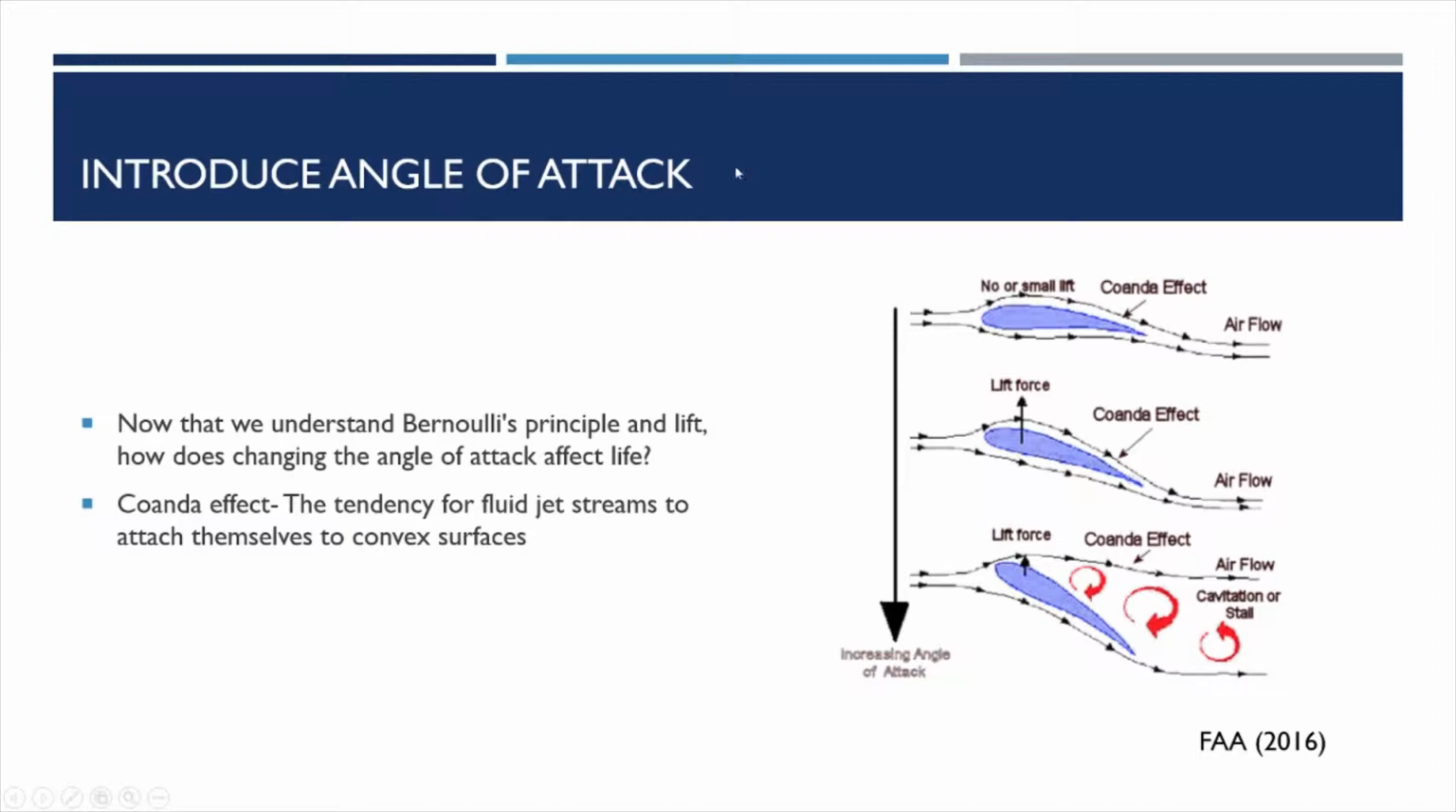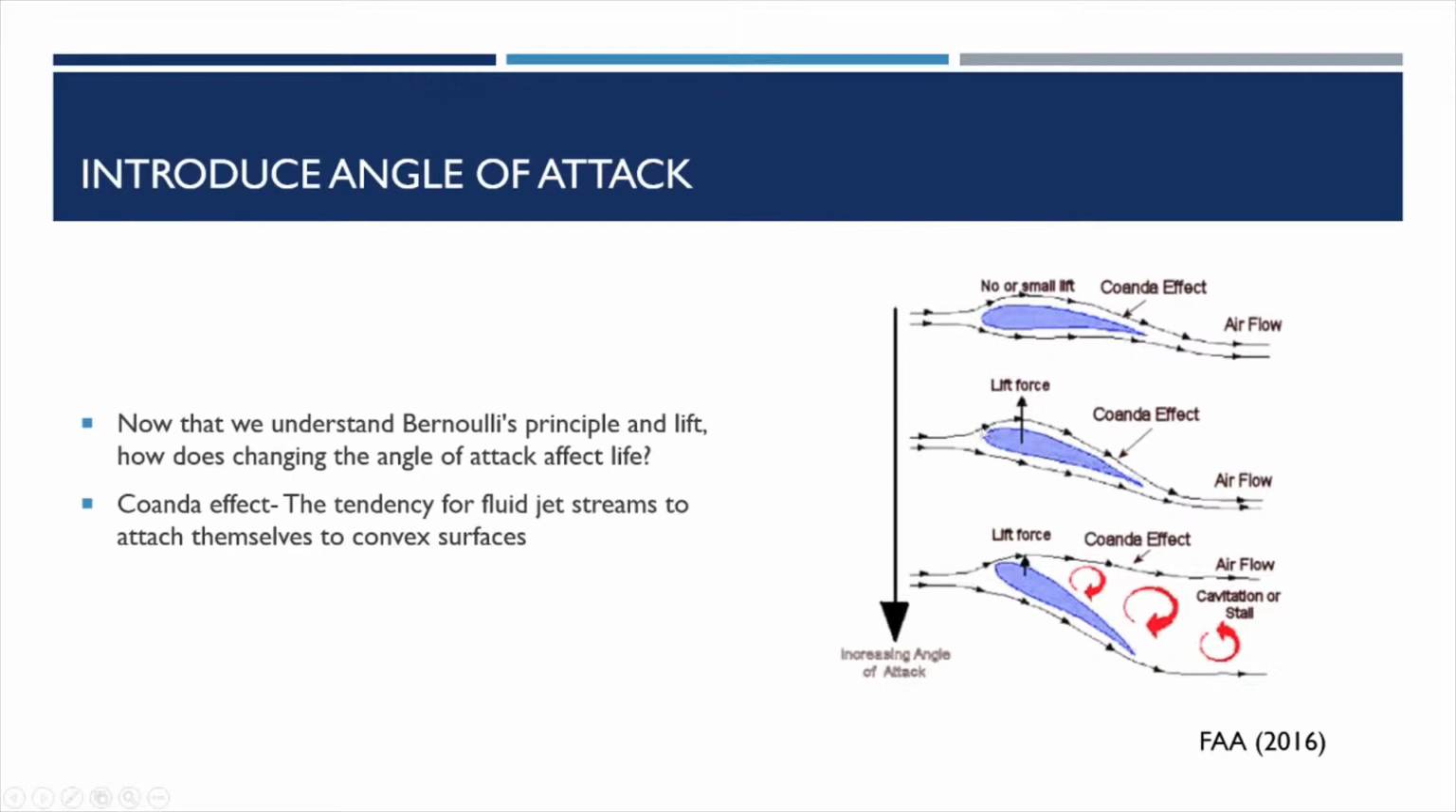Now, like I said before, introducing angle of attack. You see here from the picture on the right, as we keep a standard 0-degree angle of attack, there's no lift, or just a small portion of lift, as there's no distinct area of high pressure or low pressure being formed over the wing. And the Coanda effect is the tendency for fluid jet streams, in this case the air passing over the wing, to attach themselves to convex surfaces, the convex surface being the top of the wing foil. So here we see with no angle of attack, there's little to no lift.